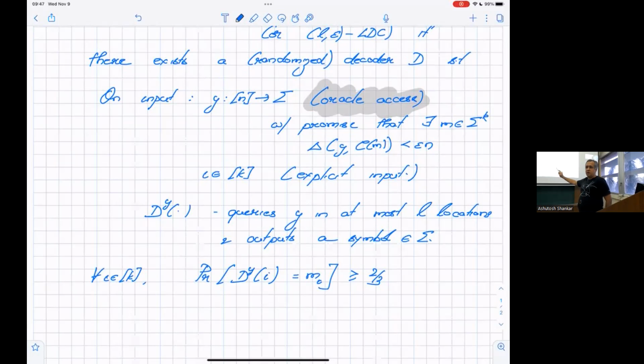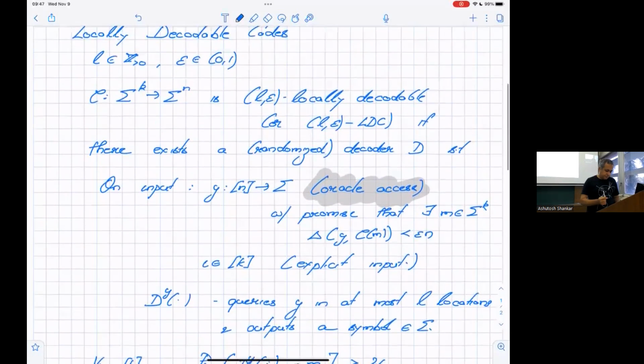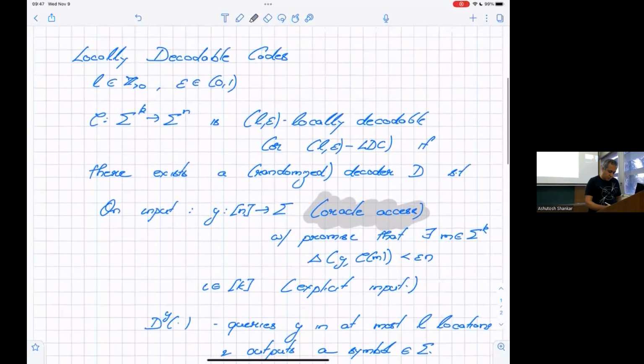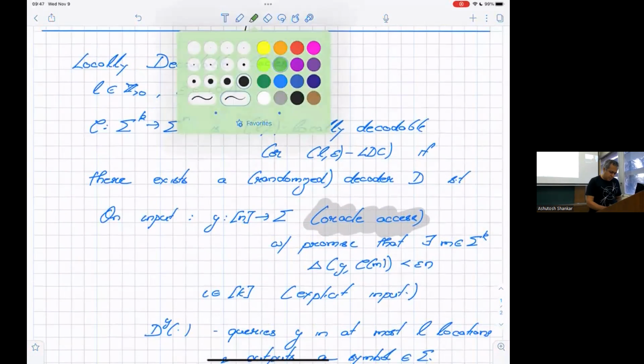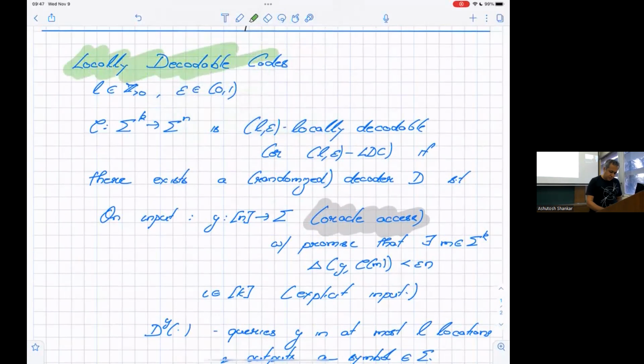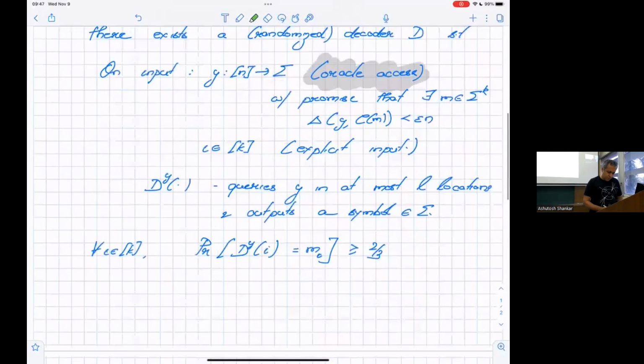Okay, so that's going to be the definition of a locally decodable code. Quite a mouthful, but it should be clear what it means.